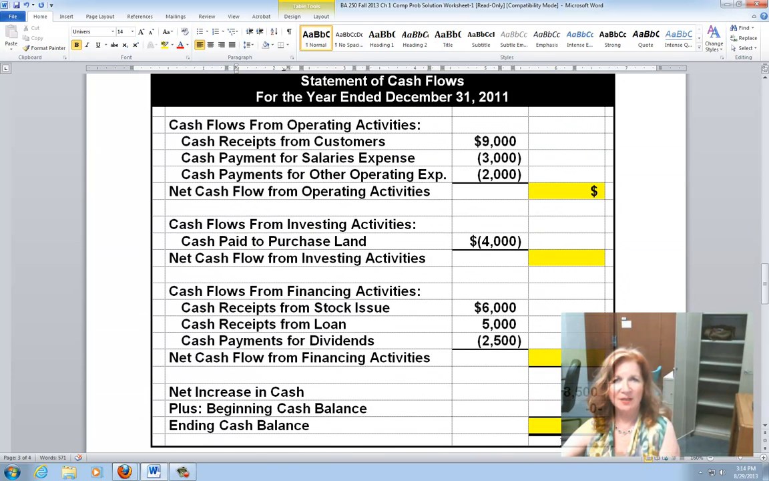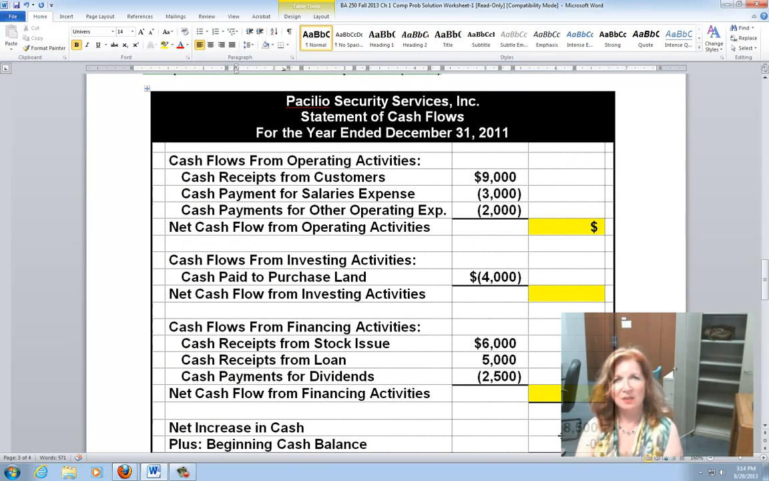Finally, we have the statement of cash flows. And so the company's name goes in first. The statement of cash flow title goes in next. For the year ended December 31st. Remember, only the balance sheet is at a point in time. All the rest of them are for the year's coverage. We have cash flows from operating activities first. We have 3 operating activities, and you'll calculate the amount of cash that came in from operating activities.